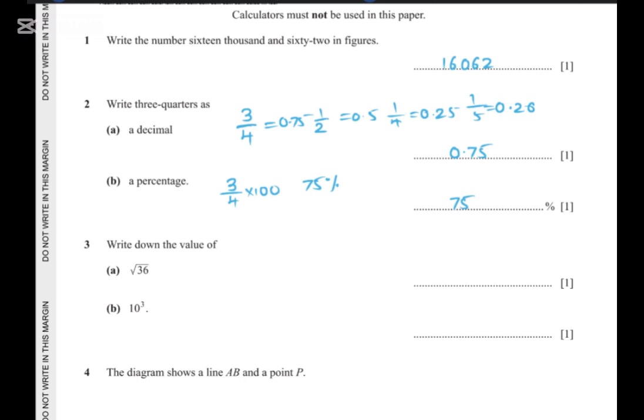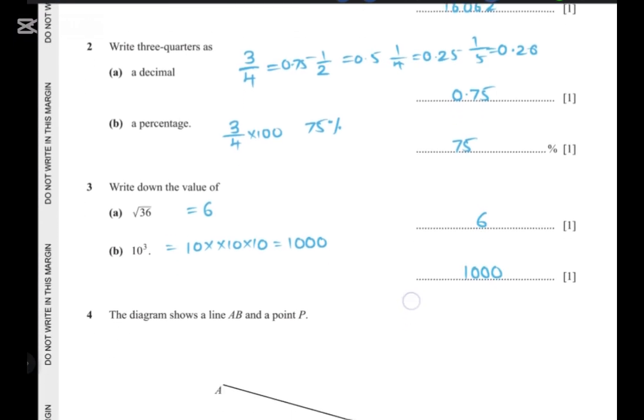Question number 3. Write down the value of root 36 A. Question A is root 36. So this also you can remember, like 6 into 6 is 36. So root 36 is 6. And 10 cube is 10 into 10 into 10 is 1000 with 3 zeros. So 6 and 1000.